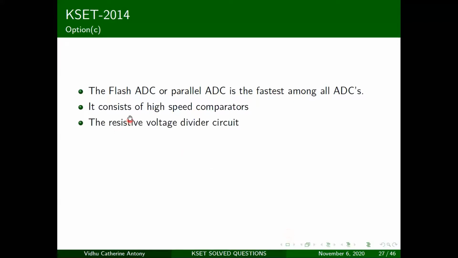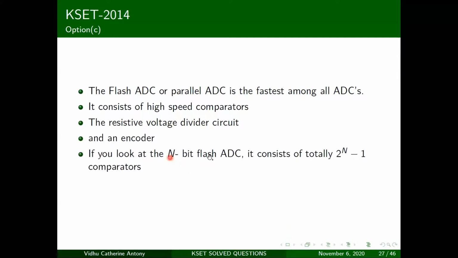So there are 3 or 4 components to your ADC. The first component is your high-speed comparators. That's point number 1. The next one is your resistor voltage divider circuit. The other one is an encoder. Okay. So if you look at an n-bit flash ADC, it consists of totally 2 power n minus 1 comparators with 2 power n matched resistors.